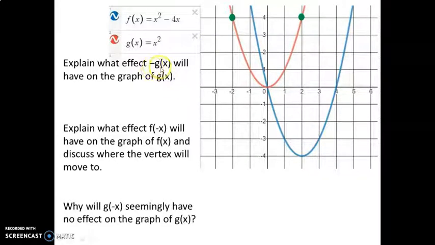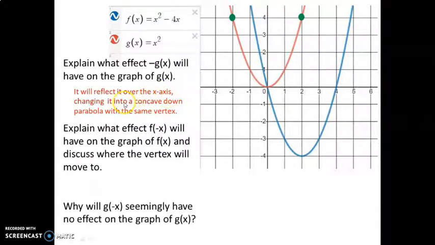Well, putting a negative sign in front of a function is like saying you're turning all the y values negative. You're affecting the y values. Therefore, if we're changing y values from positive to negative, we are reflecting it over the x-axis. Okay, so the effect it will have is this. It will reflect it over the x-axis, changing it into a concave down parabola with the same vertex. So this one, the red parabola, all its y values will be made negative, so it'll end up being down here. It has been reflected over the x-axis.